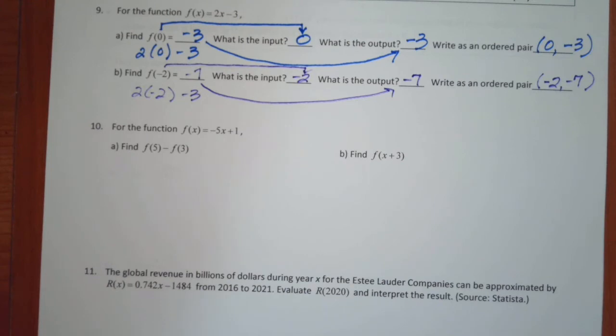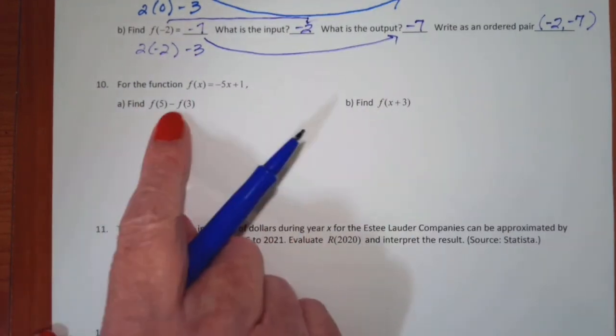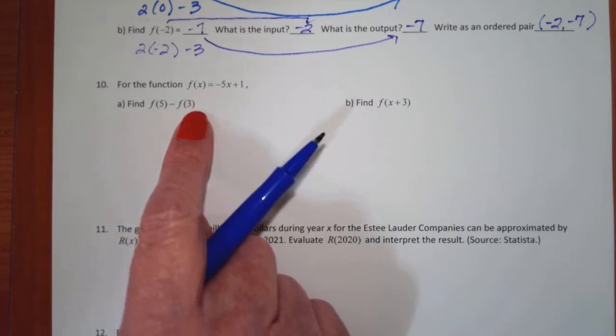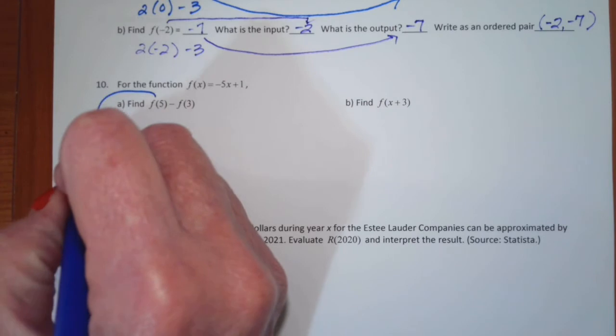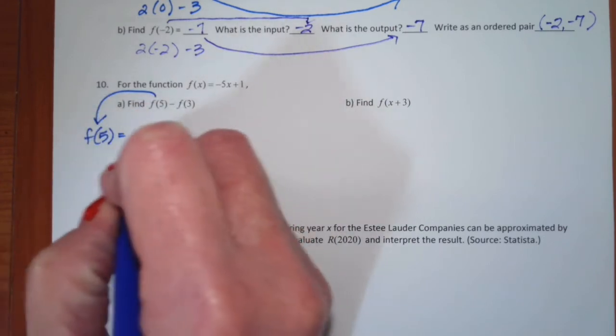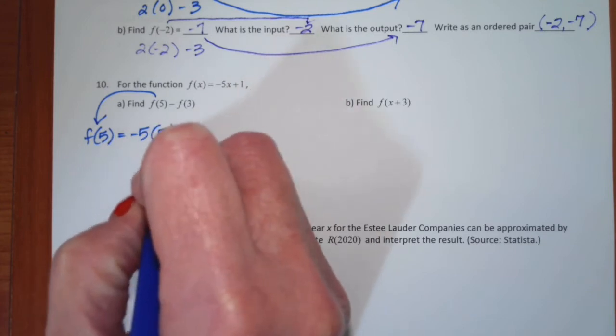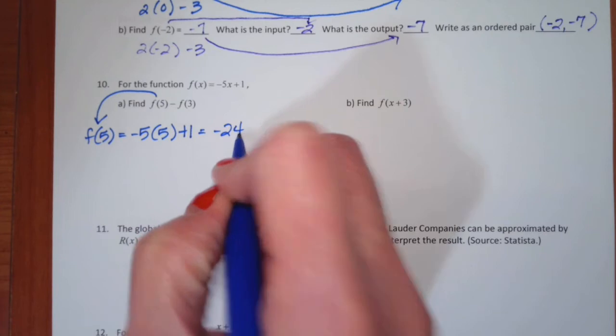Okay, so if I have the function f of x equals negative 5x plus 1, if I want to find f of 5 minus f of 3, then I'm going to start by finding f of 5, which is negative 5 times 5 plus 1. Negative 25 plus 1 is negative 24.